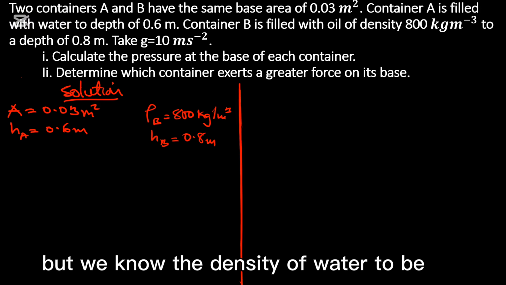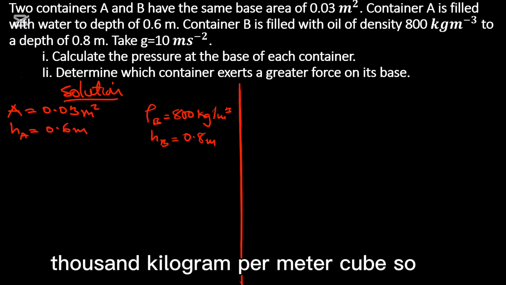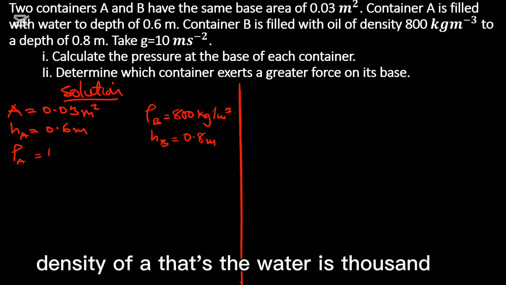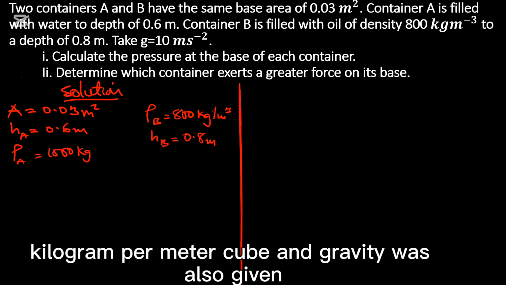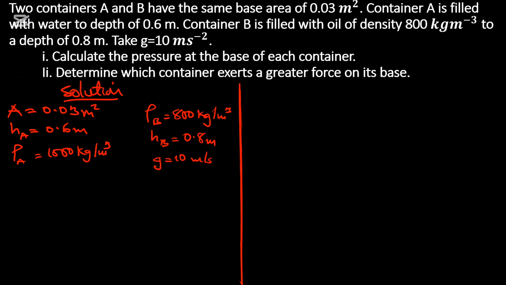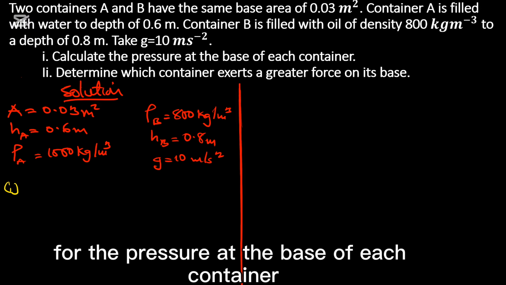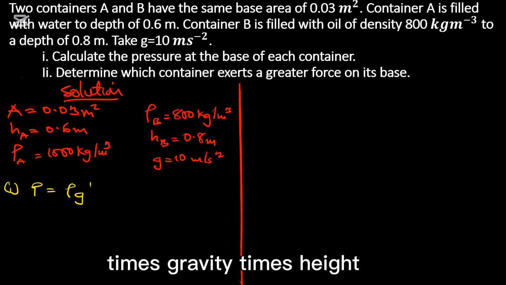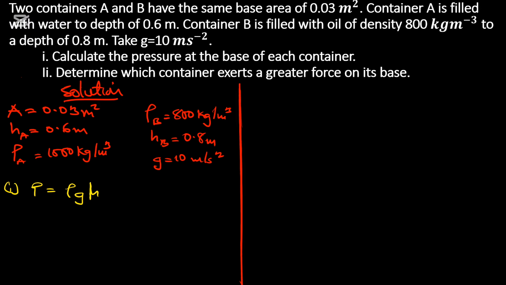But we know the density of water to be 1000 kg per meter cube. So density of A, that's the water, is 1000 kg per meter cube. And gravity was also given, which was 10 meters per second squared. So we have to calculate the pressure at the base of each container. But we know pressure to be equal to density times gravity times height.